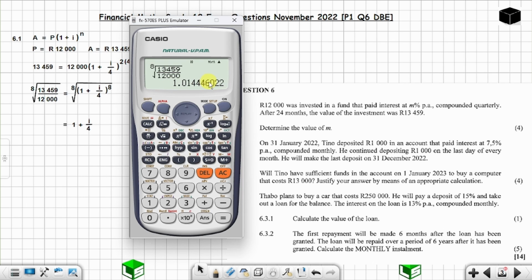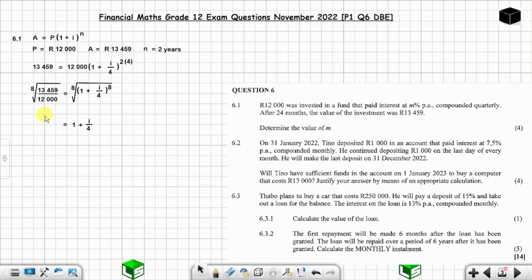This is equal to this. Let's avoid this number, so we are going to leave it like this.